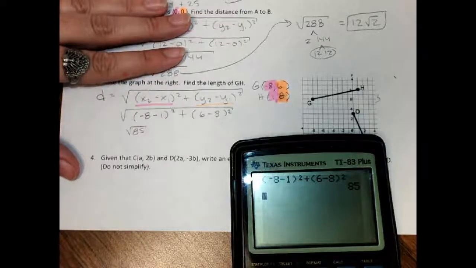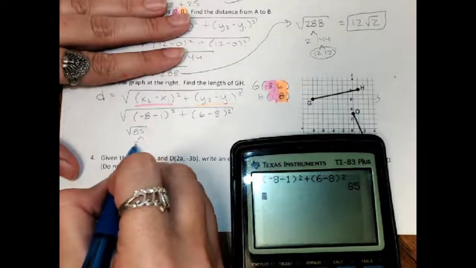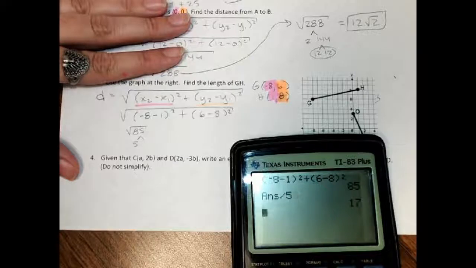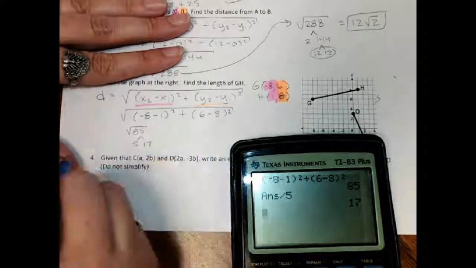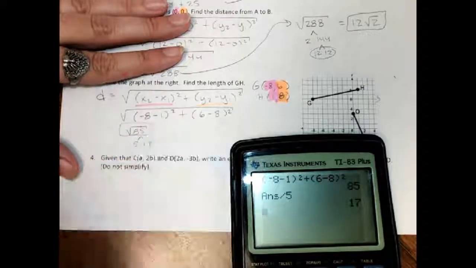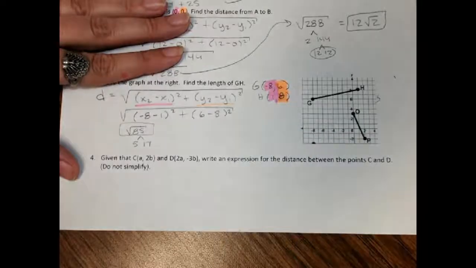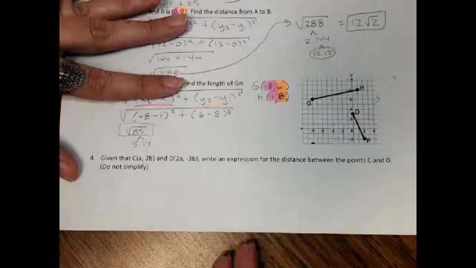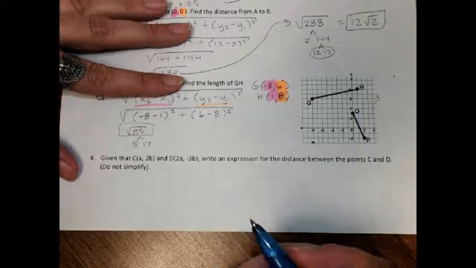Well, we know 5 will go in there. Get this divided by 5. Well, that's 17. So does that reduce anymore? Nope, that's the answer. Okay, this last one on this side is probably the easiest question, and I'm doing it because there's one like this on the test.